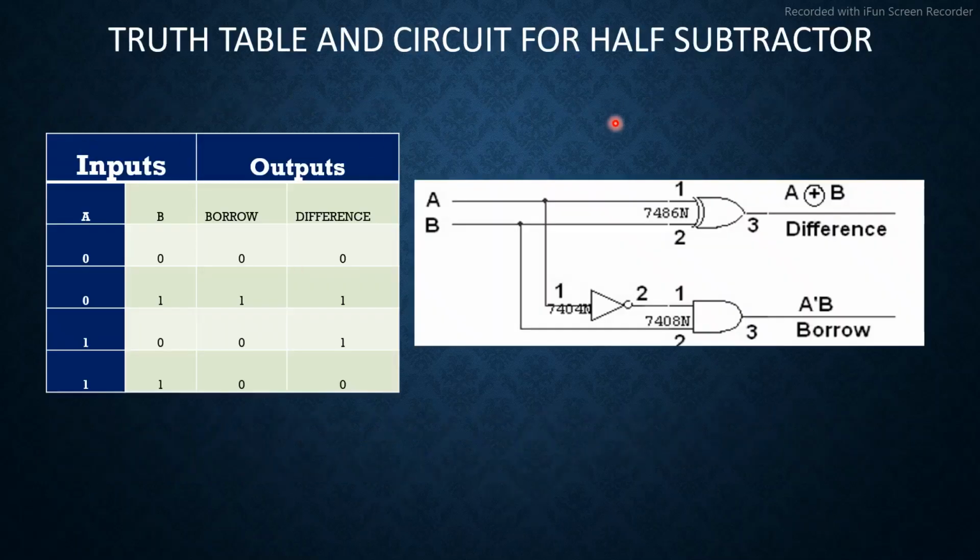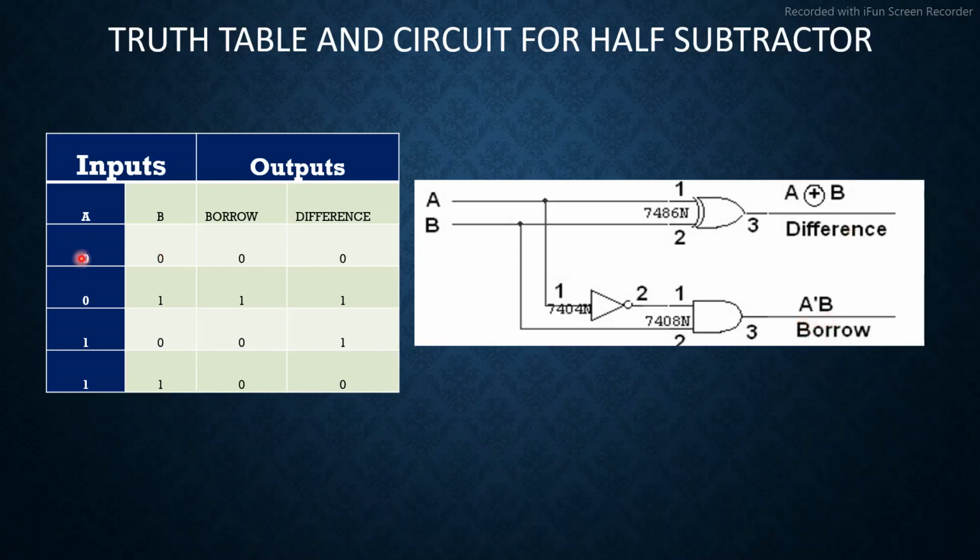Truth table and circuit for half subtractor. This is the table for half subtractor. You can see here that we have two inputs A and B and two outputs, borrow and difference. This is the circuit for half subtractor wherein we are using one XOR gate, one AND gate and a NOT gate. This inverts the input. This is the expression for difference and this is the expression for borrow.